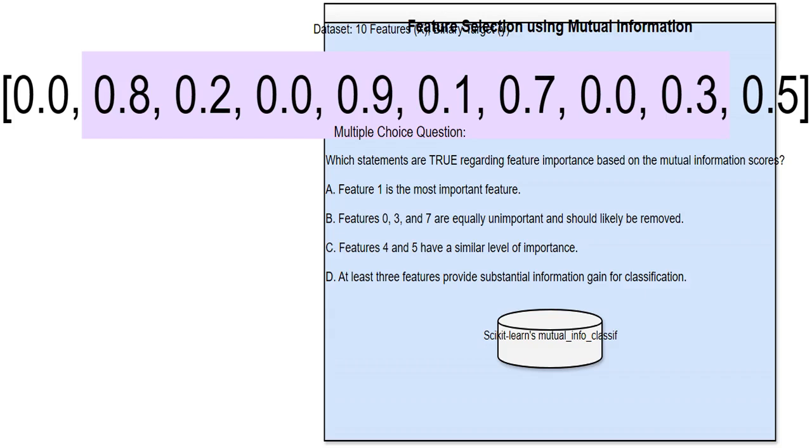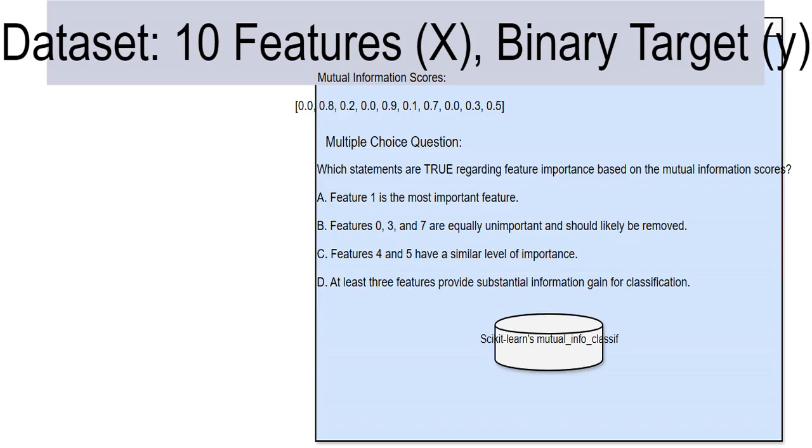Let's analyze these numbers to see what they tell us about the features. Feature 4 has a score of 0.9, which is the highest, implying it's the strongest predictor of the target. Features 0, 3, and 7 have a score of 0.0 each, which suggests those features are not very useful for predicting Y. This is the core of the problem. We need to use the mutual information scores to determine which statements about the feature importance are true.